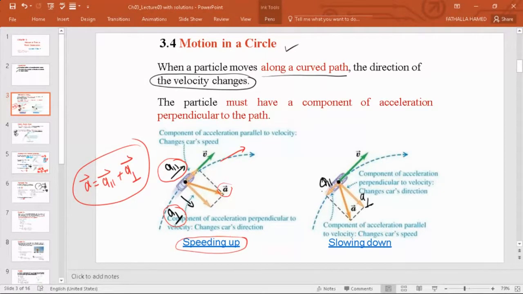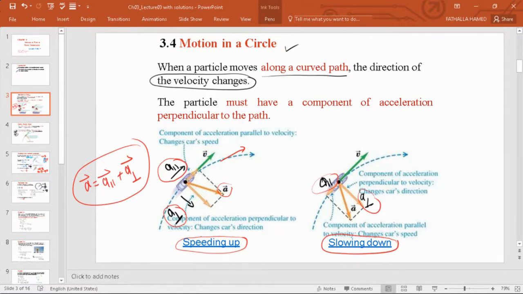But if your parallel acceleration is anti-parallel or opposite to the direction of your velocity, and of course you still need the A perpendicular that points toward the center to change the direction of your velocity, now your net acceleration will be pointing in this direction, and in that case we said you are slowing down.